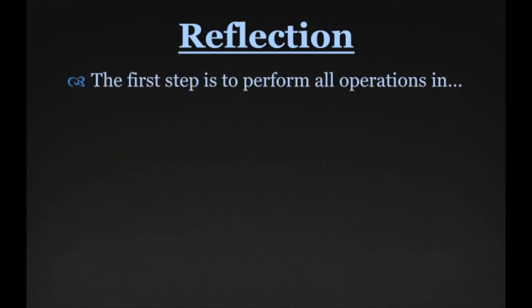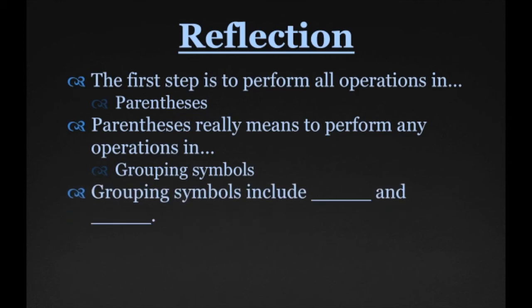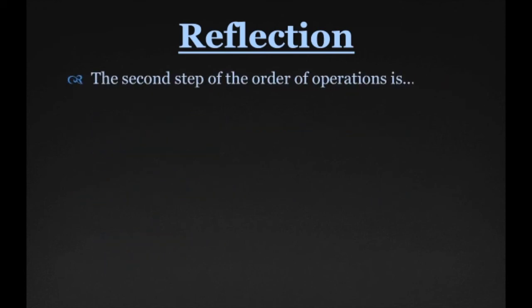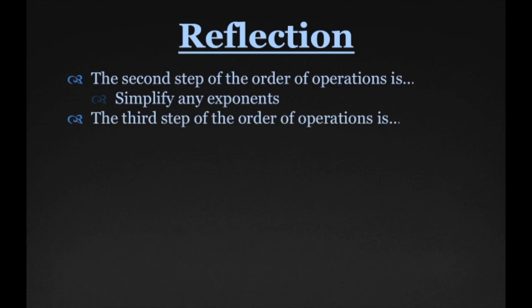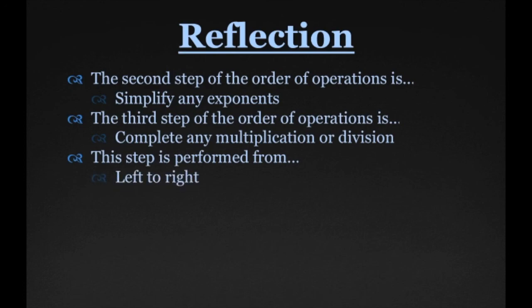The first step is to perform all operations in parentheses. Parentheses really means to perform any operations in grouping symbols. Grouping symbols include parentheses, absolute value, and brackets. The second step of the order of operations is simplify any exponents. The third step of the order of operations is complete any multiplication or division. This step is performed from left to right.